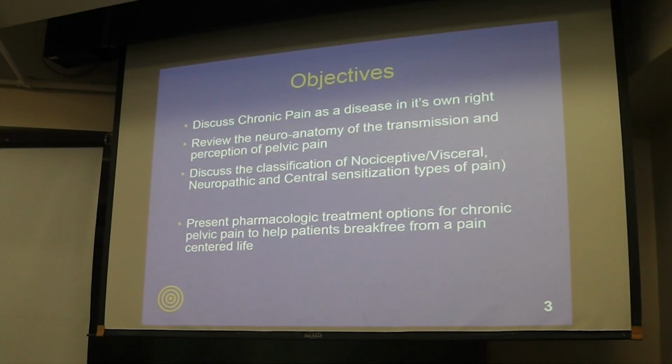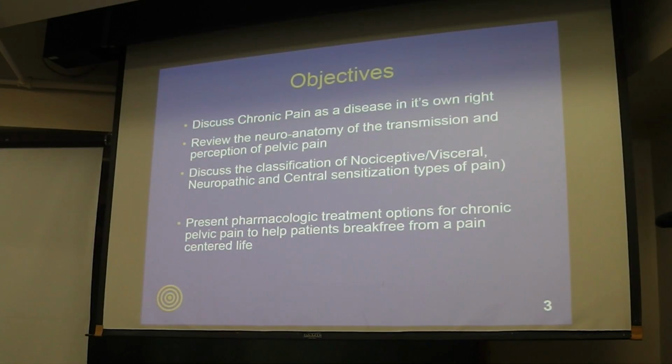So my objectives are to discuss chronic pain as a disease in its own right, review a little bit of the neuroanatomy and of the transmission of pelvic pain, and it's already been discussed a little bit by other very capable speakers. I want to try to classify the pain into a nociceptive or visceral type pain coming from tissue changes like active endometriosis versus neuropathic pain, which is more pain that occurs when the nervous system is malfunctioning. So maybe after surgery and the nerves have been cut and they're malfunctioning. And then go through a little bit about the pharmacologic treatment options that are available for all chronic pain.